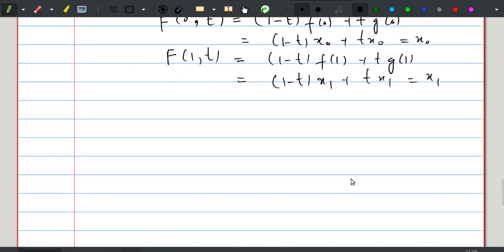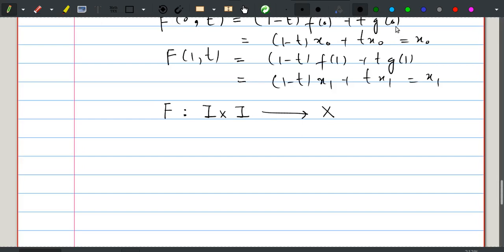Now let us check what is happening geometrically. So we have this function F from I cross I to the space X. So now this I cross I is like this. Let's define it like this.